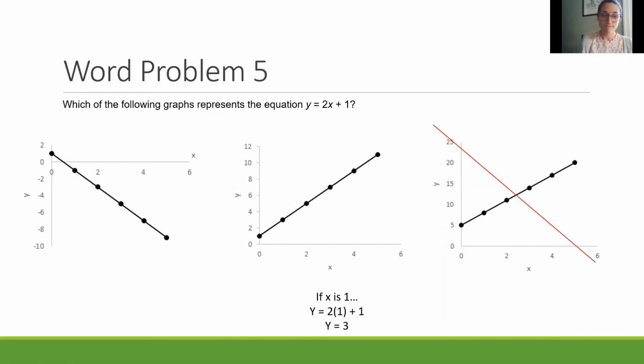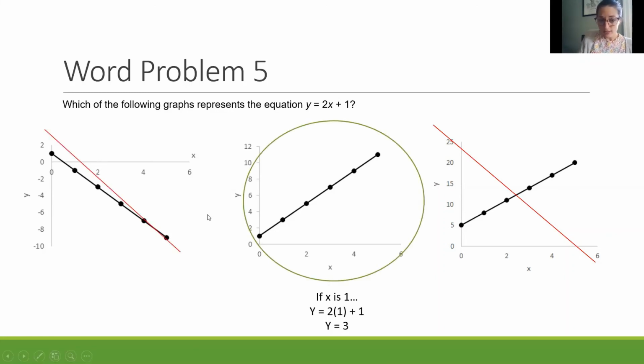So if we look on the first one, here's our point, and it is a 1 on the x-axis, and then it's a negative 1 on the y-axis. So this one is not going to work. But our middle one, if you go to that second point, it falls right in there between the 2 and 4, so it's a 3 on the y-axis. We already know it's a 1 on the x-axis. So that would work because it fits with what our equation says is true.